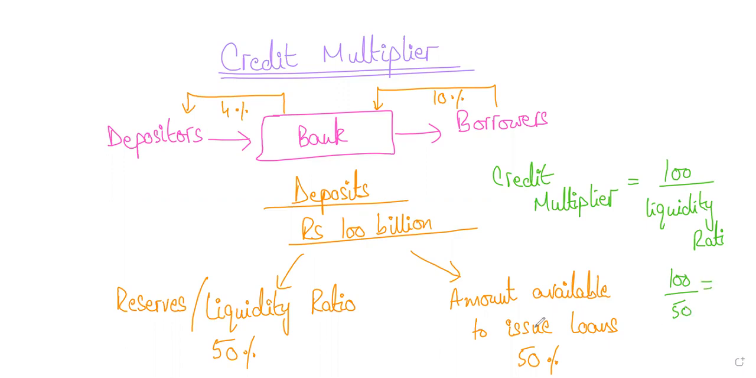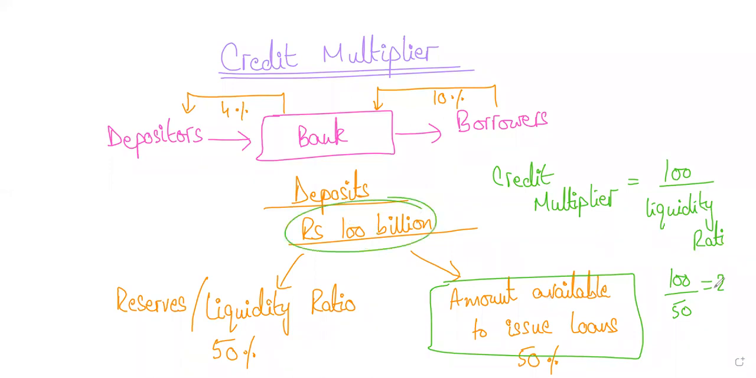So this credit multiplier of 2 shows that the amount that is available to issue loans, 2 times of that amount can be issued for loans. I repeat myself. 2 times of that can be used to issue loans. Exactly. Perfect, right? So this means that 100 billion worth of rupees, because 50% of this would be 50 billion and 2 times of that would be 100 billion. So 100 billion worth of loans can be issued.